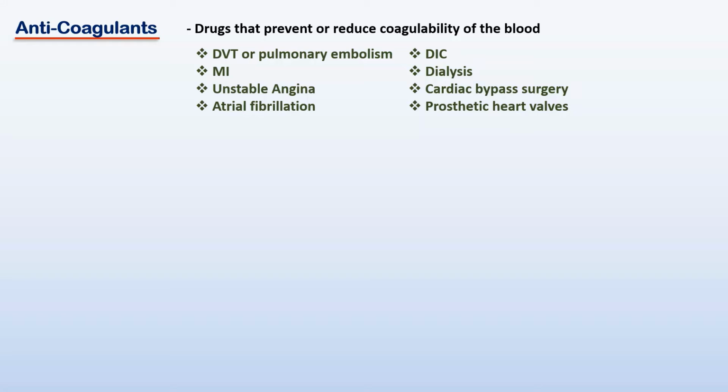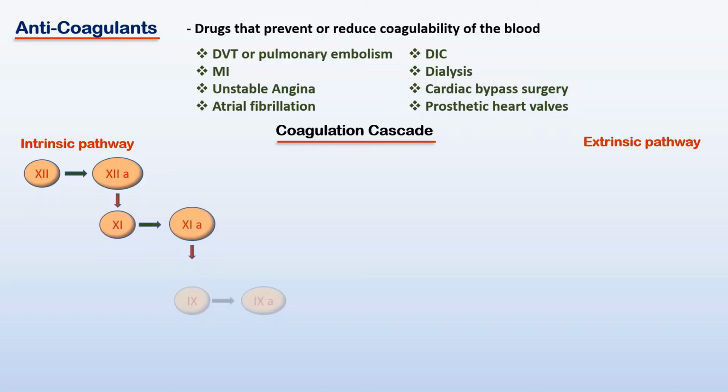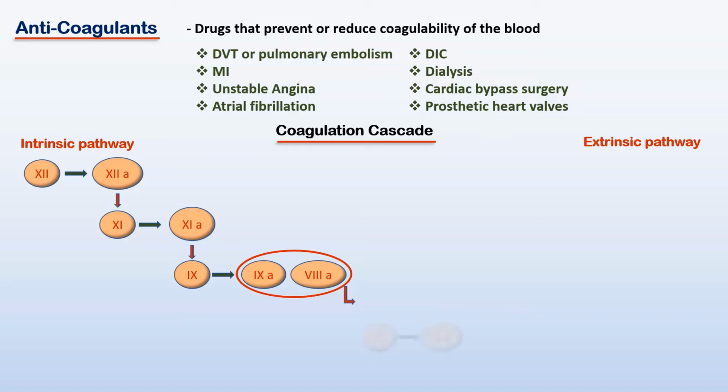So before we see the drugs, let's have a look at the coagulation cascade. So we have the intrinsic pathway and the extrinsic pathway. The intrinsic pathway is activated by any negatively charged surface, and it basically acts on factor 12 and converts it into 12A, which in turn converts 11 to 11A, and which will convert 9 to 9A. Now this factor 9A along with 8A will act on factor 10 to convert it into 10A.